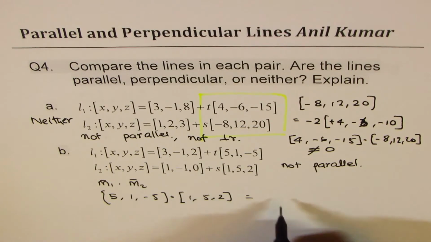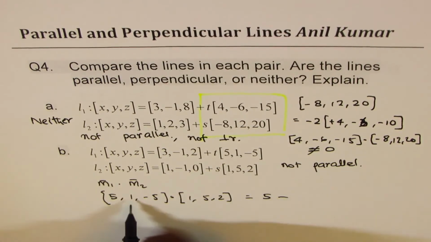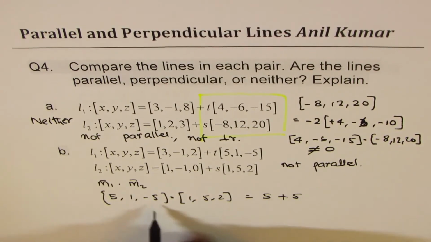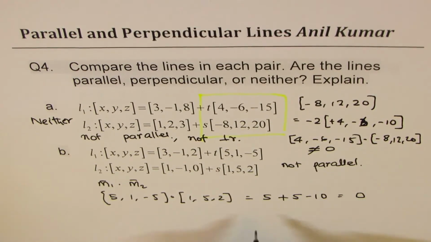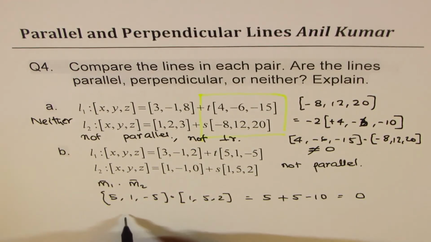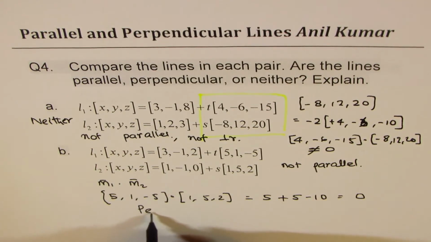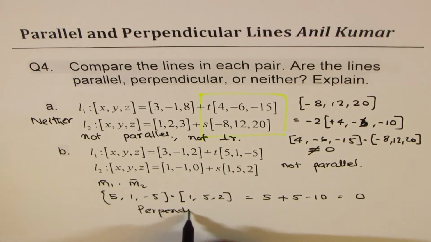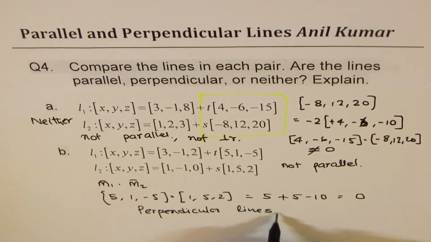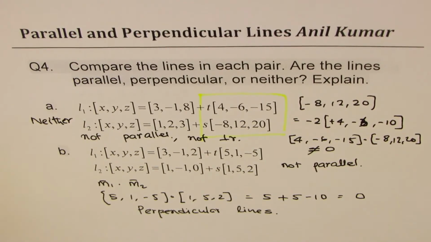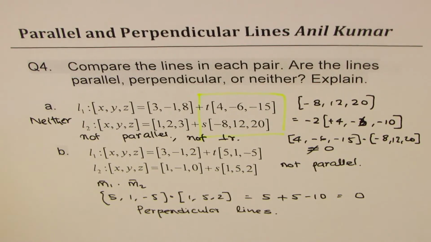That gives me 5 times 1 is 5. 1 times 5 is again 5. Minus 5 times 2 is minus 10. That is indeed 0. So that means these are perpendicular lines. Perfect. So that is how you could do it. Of course, if they are perpendicular, they cannot be parallel, right?